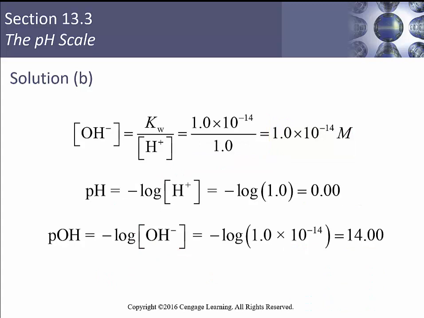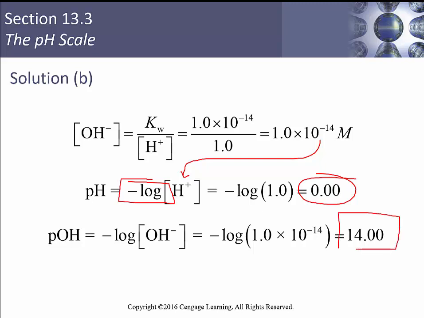Here's our solution B. We could do OH minus concentration divided by Kw. So we do 1 times 10 to the minus 14 divided by 1, which was our H plus concentration. 1 times 10 to the minus 14 molar. We're going to take this, plug it into our p function, which is minus base 10 log. And we'll do minus base 10 log of 1, or 0. So our pOH is going to be minus the base 10 log of the hydroxide ion concentration, which is 1 times 10 to the minus 14, or 14.